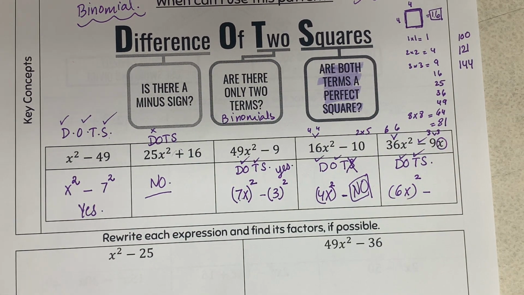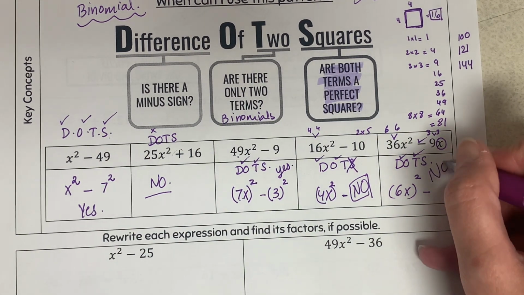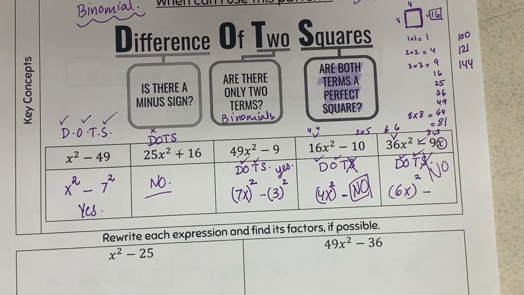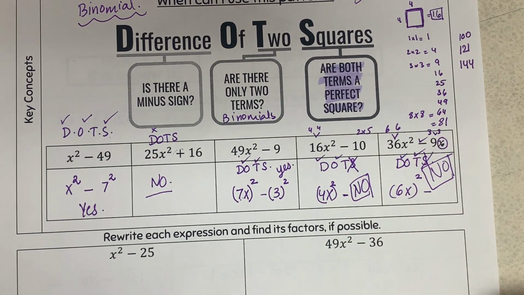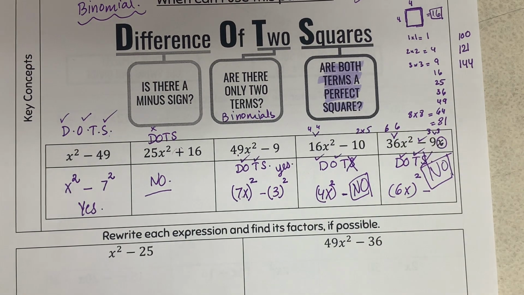So it should have been x to the 9 squared, but it's not. So no, I cannot apply this. They're not perfect squares. 9 was, but it has an extra x. This one is not a perfect square. It's just a single x. So no, it didn't work.